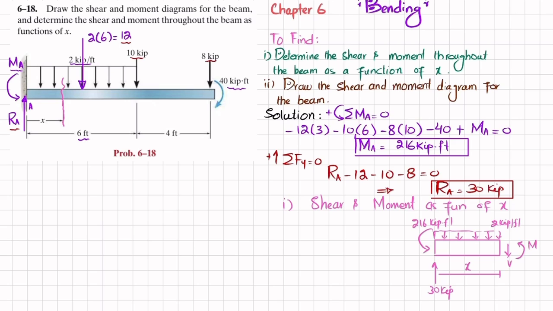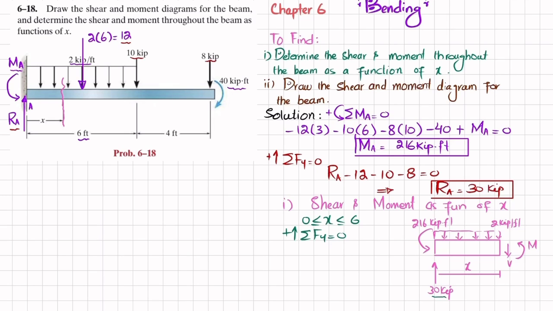This is valid for x greater than 0 and less than or equal to 6 feet. Clear? Because over this we have a uniformly distributed load. Now we will find this V and M by using the equation of equilibrium. So the first equation of equilibrium is that the sum of all forces along the y direction must be equal to 0, and upward force is taken as positive.